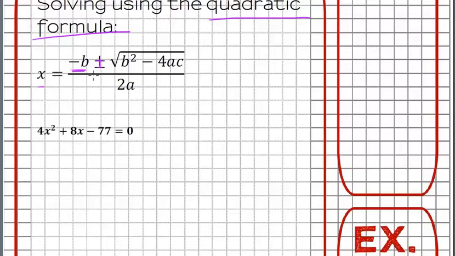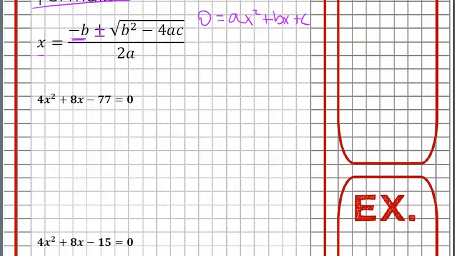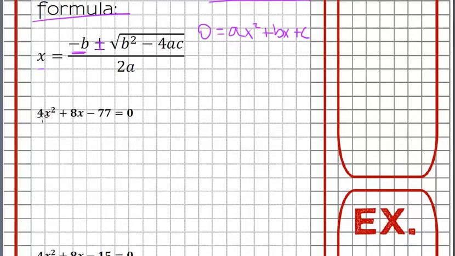Now you might be asking me, where did this a, b, and c come from? Let's go back and look at our form of a quadratic equation. To solve it, we have to have 0 equals ax squared plus bx plus c. And that's where they all came from. So let's work this problem right here and see how this one works out. I have in this problem an a of 4, a b of 8, and a c of negative 77.